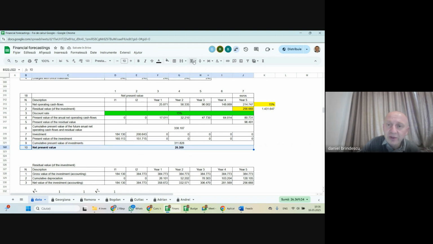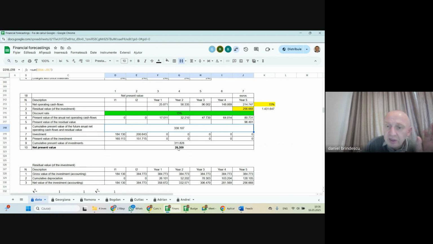If the net present value is 0, it means that we are paying exactly the correct price for the future gains. This does not mean that we are not gaining anything.